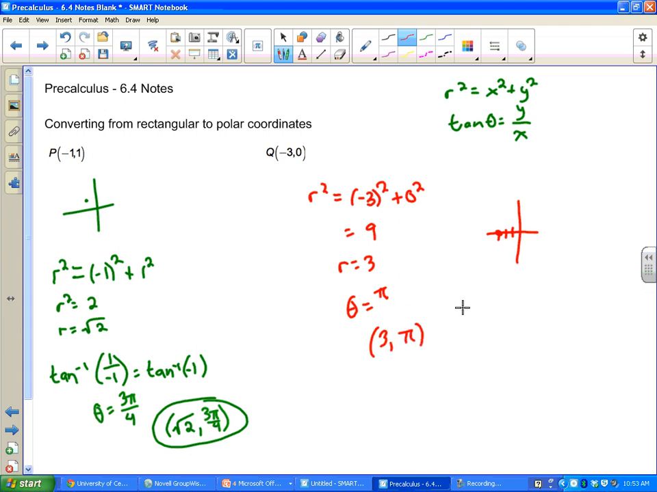But if we didn't know that, we could have done the inverse tangent of 0 over -3. And it should have told us that it was 3.14 if we put it in our calculator. Or if we had said, okay, where's tangent 0 on our unit circle, hopefully we would have gotten there. So 3 comma pi.